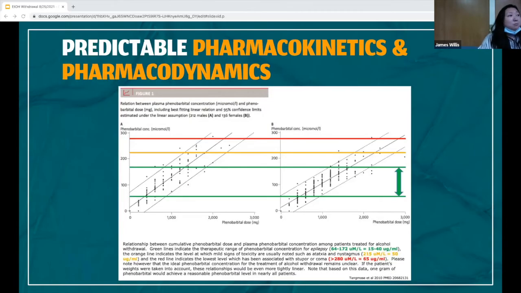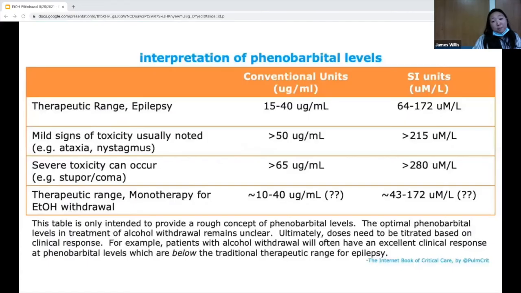So Phenobarb has a more predictable pharmacokinetic and pharmacodynamic profile with a more linear dose to drug level relationship. Another positive is that unlike benzos, you can actually measure the level of Phenobarb in the blood, which might help guide your management. I've never actually sent it, so I don't know how quickly it comes back though.